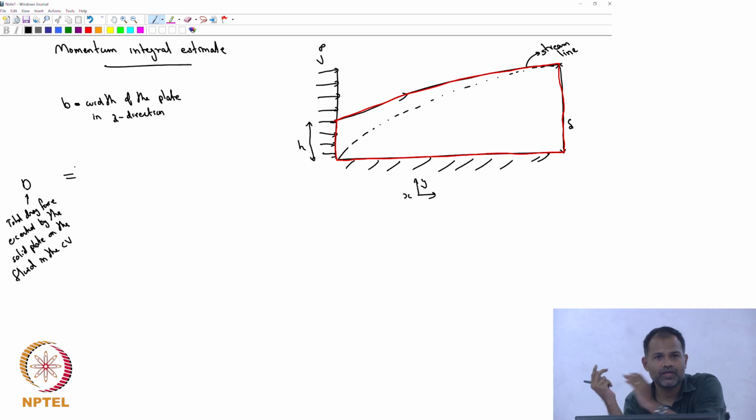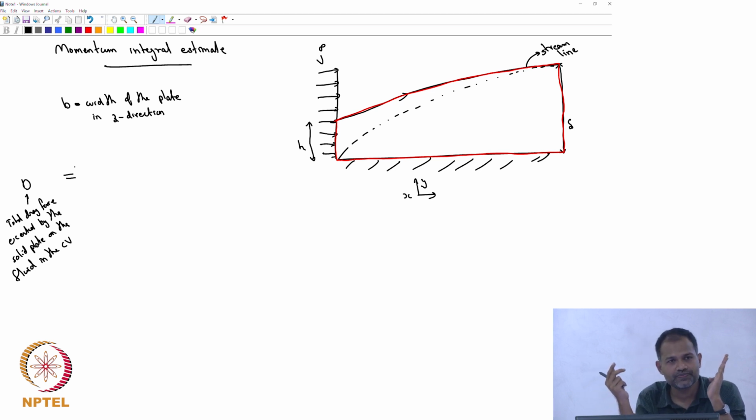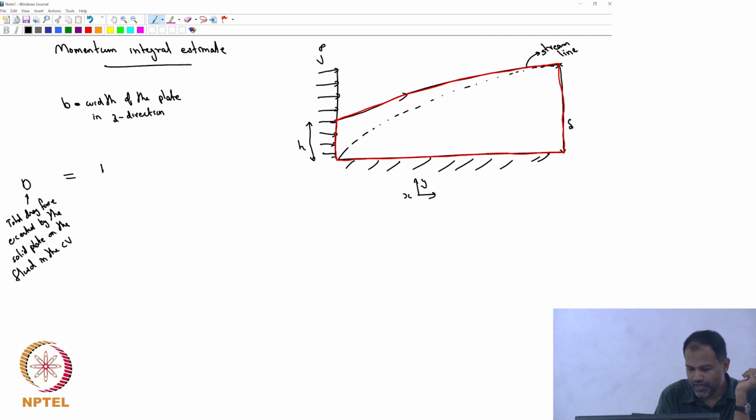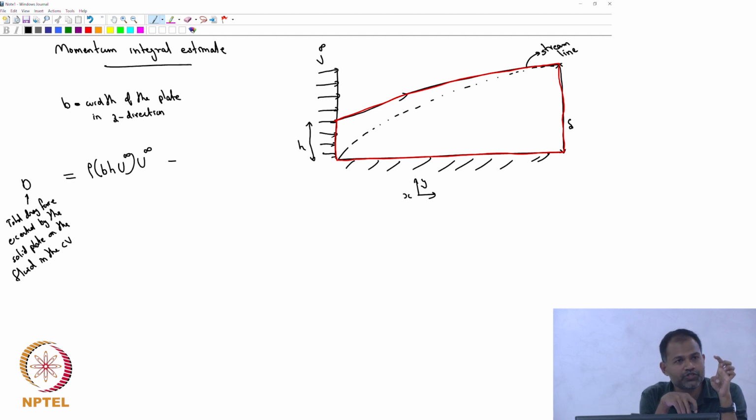What will be the momentum of the fluid entering through the left hand side h? b times h is the cross sectional area, times U infinity is the flow rate, times rho is my mass flow rate, times U infinity is my momentum flow rate. That's in the plus x direction. Minus what is exiting: on the left hand side the flow is uniform, but on the right hand side the flow is not, there is a profile. So I can't do it just like that; I need to write down an integral.